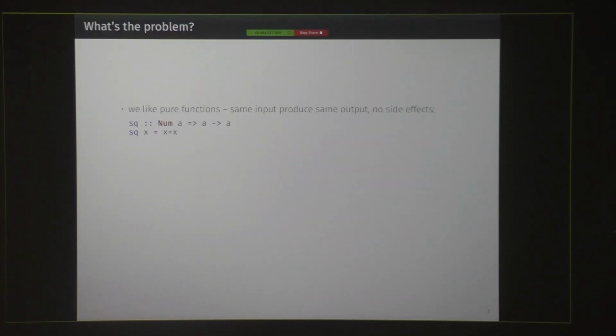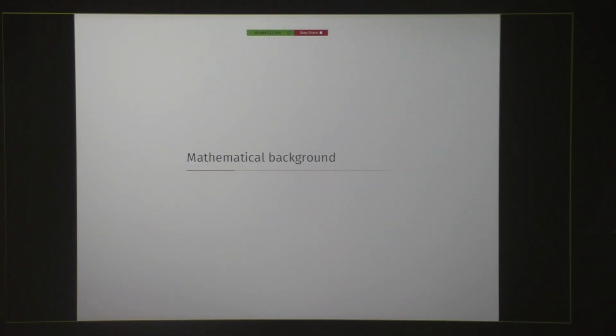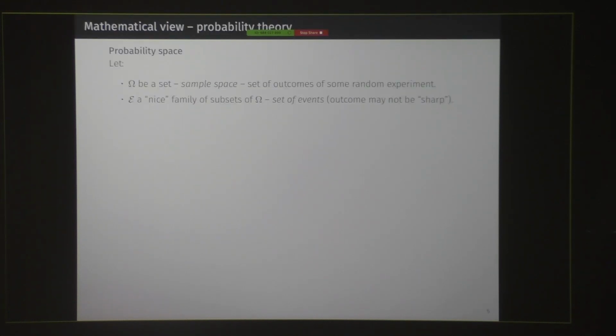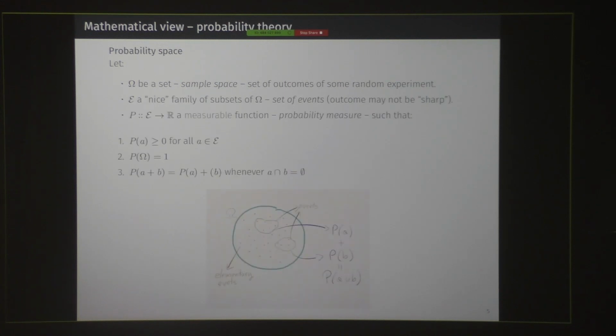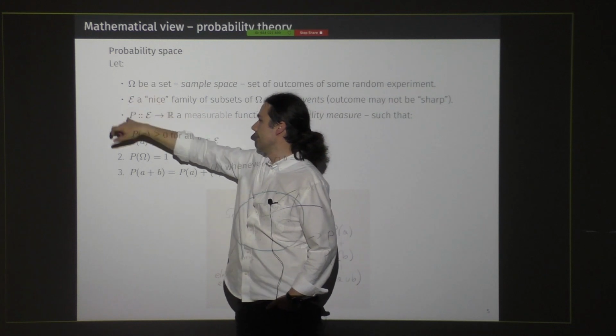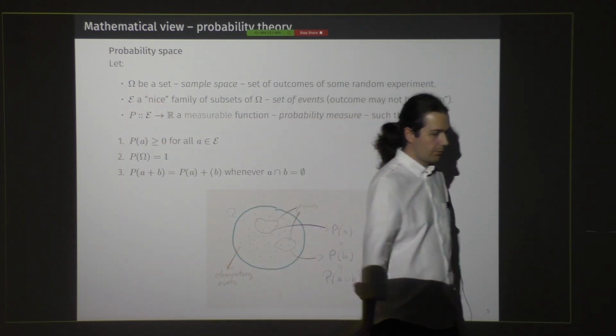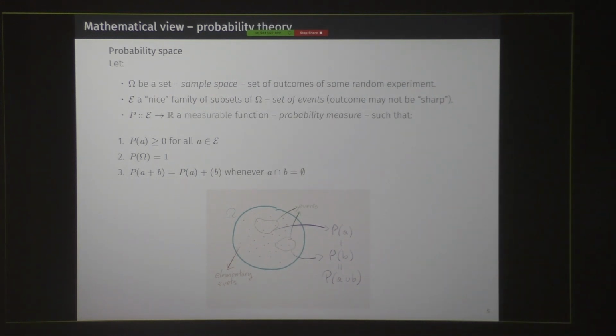Oh, sorry, too much. It lags. Okay, this is it. Omega, F, P. Very nice family and the function. Okay. So that's what we call the probability space, probability model.